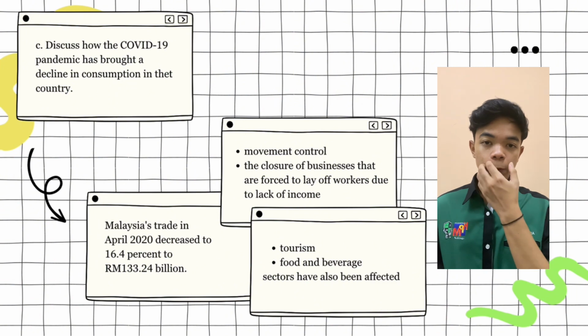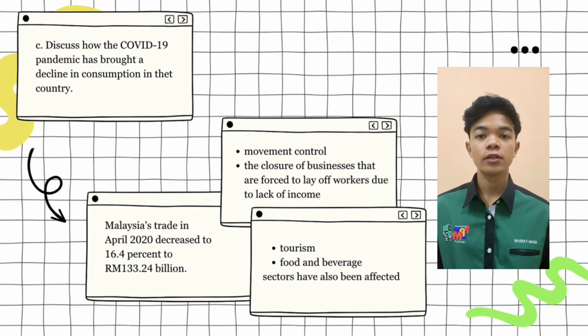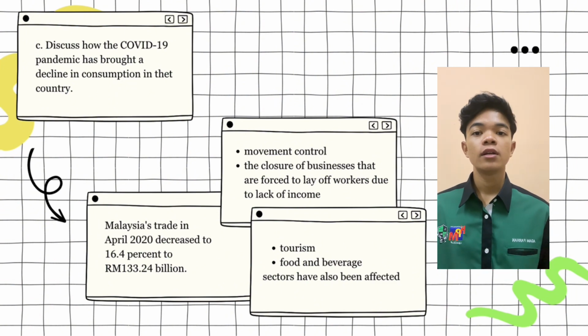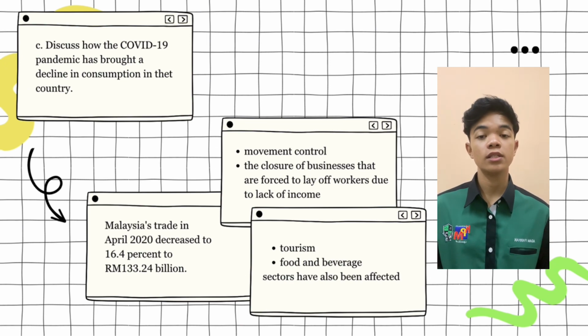2303018. So, today I will continue the presentation. Question number 3 discusses how the COVID-19 pandemic has brought a decline in consumption in the country.